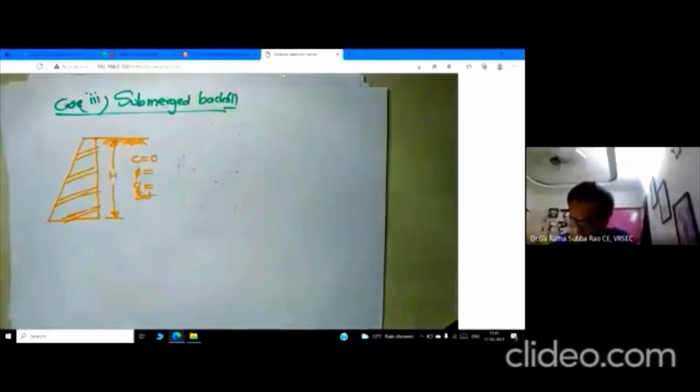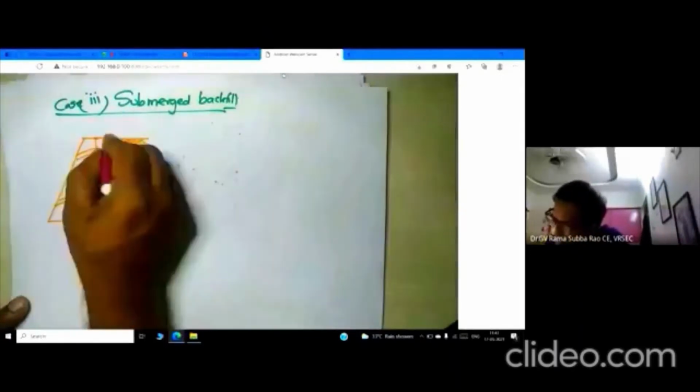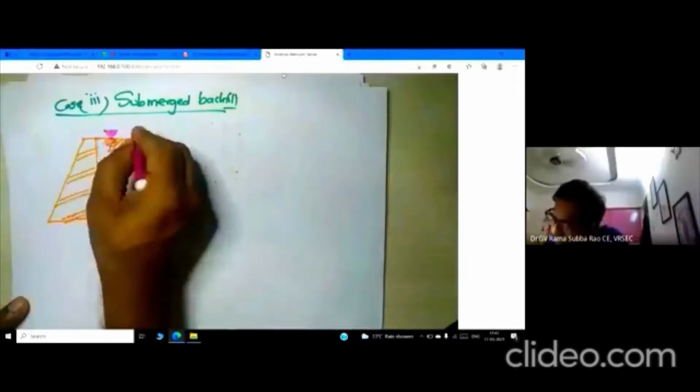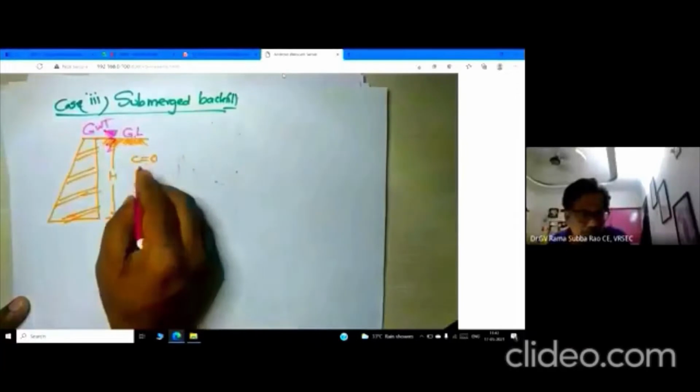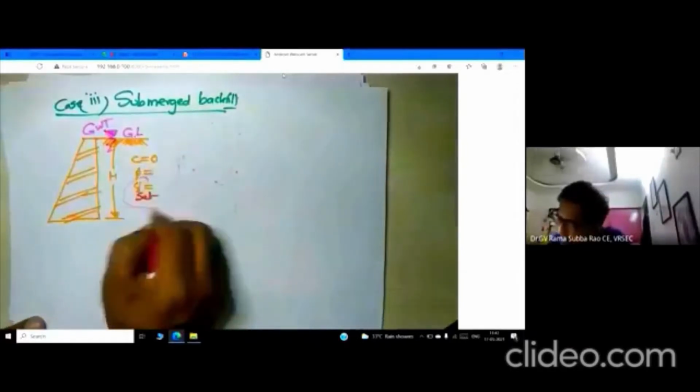Someone can ask me, sir, why are you writing gamma saturated? The reason is very simple. I have the water table at ground level. This is the symbol of the groundwater table. So the water table is at ground level. Now it is gamma saturated.